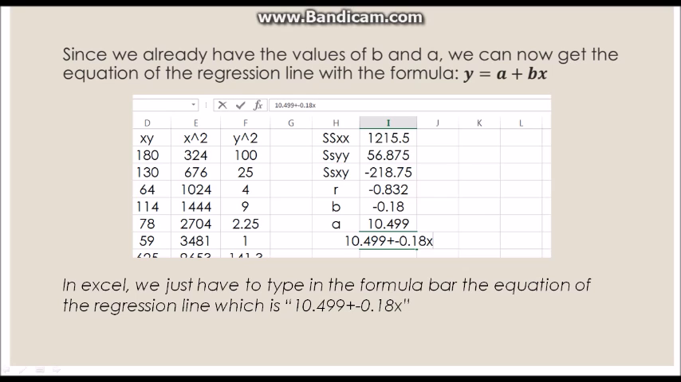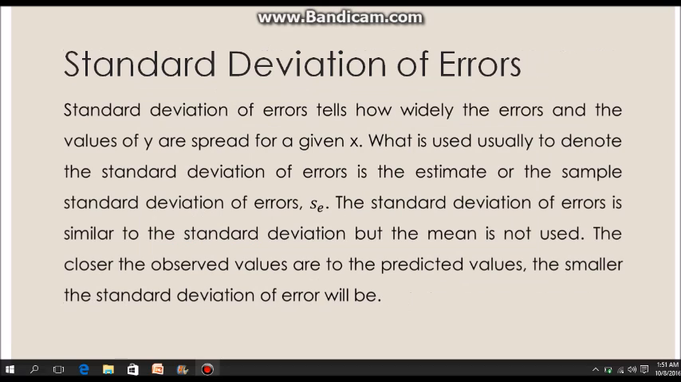Since we already have the values of B and A, we can now get the equation of the regression line with the formula Y equals A plus B times X. In Excel, we just have to type in the formula bar the equation of the regression line, which is 10.499 plus negative 0.18x.